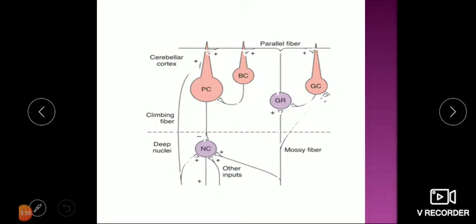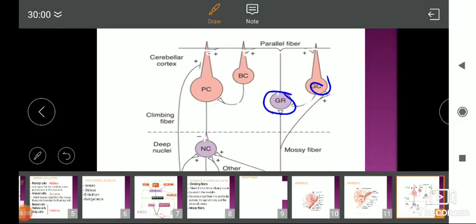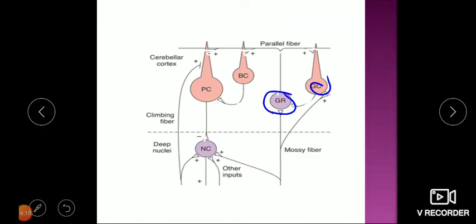Now this is a diagram from your textbook. The same diagram I have shown in the previous one. This is our granular cell. This is our Golgi cell, basket cell, and this is our Purkinje fiber. Stellate cell they have not given. These are our deep nuclei. So the output coming here, you can see, is positive. These are all being excited and these are inhibiting them.